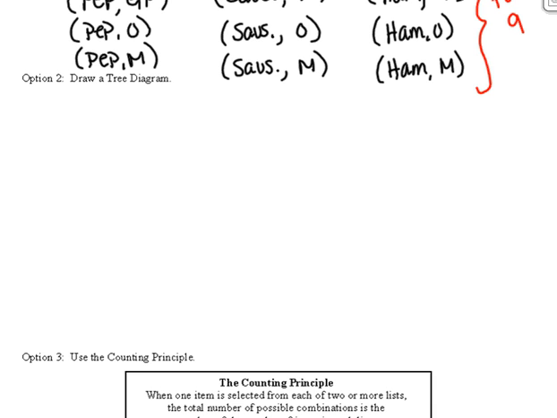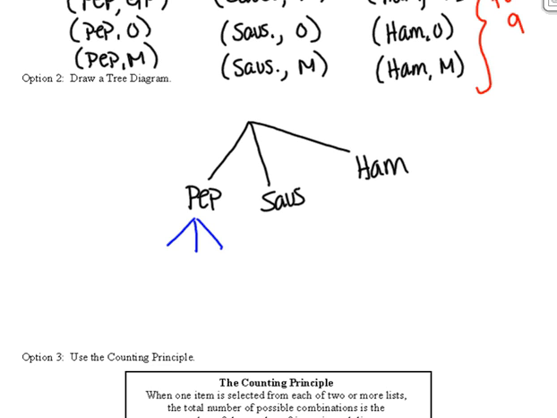So here's how the tree diagram would look. The first thing you're going to do is you're going to choose your meat. So we have pepperoni, sausage, and ham to choose from. Once you decide on your meat, you then have a veggie option. So if you chose pepperoni, we have 3 different options. We can now have green peppers on that, onions, or mushrooms. So there's 3 pizzas.